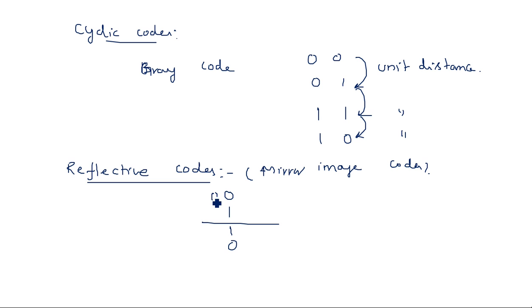Append 0 0, 1 1. Again take mirror image: 1 0 1 1 0 1 0 0. Again take 0 0 0 0 1 1 1 1. Again take mirror image. Hope you understand.